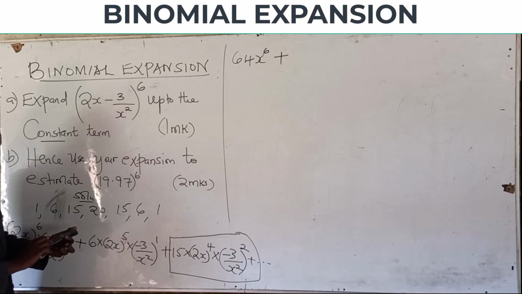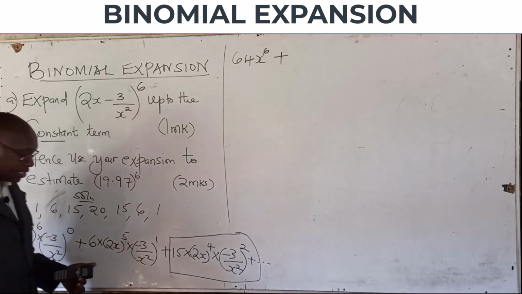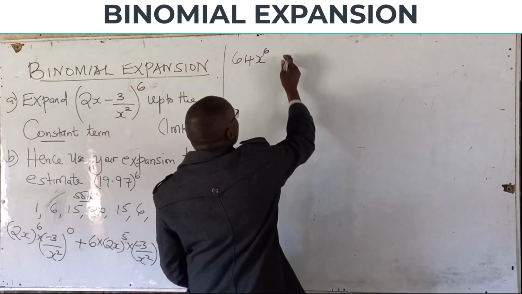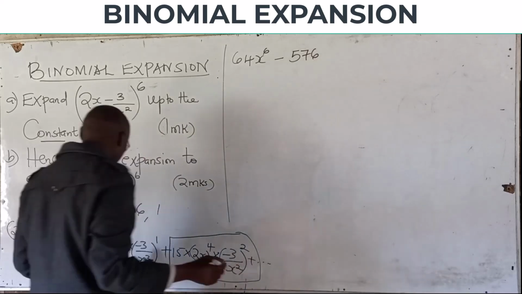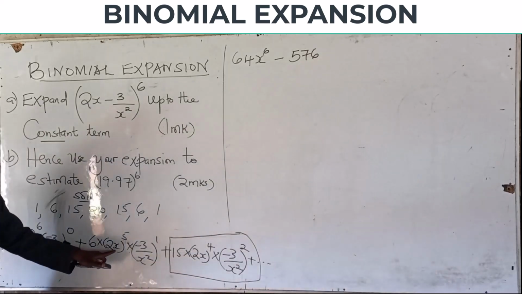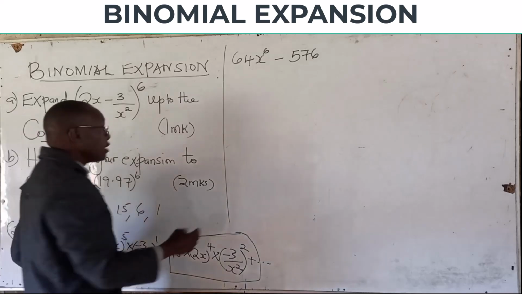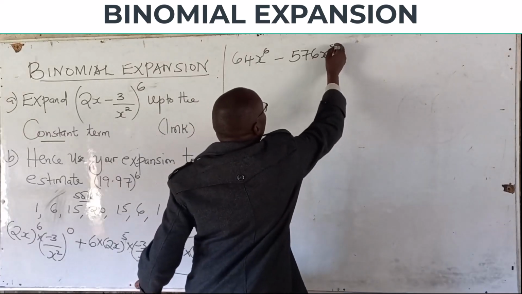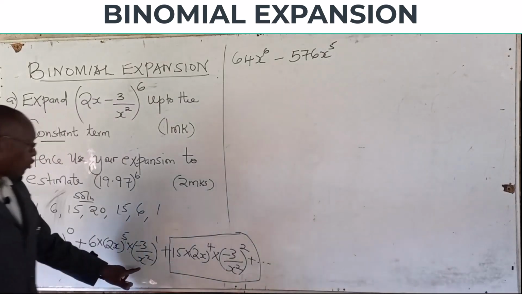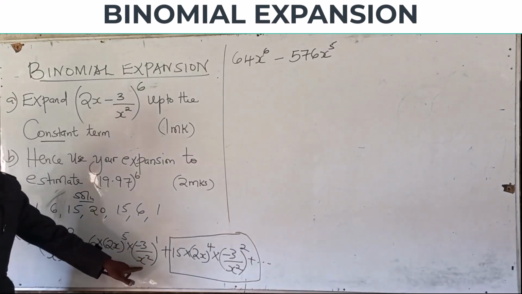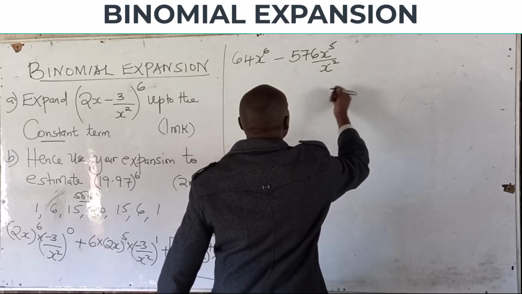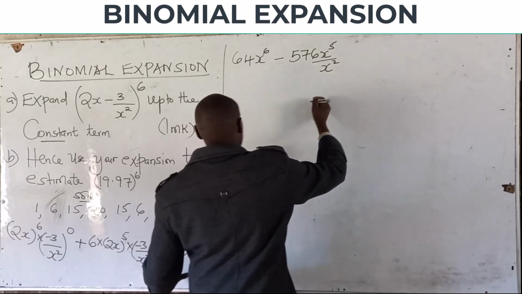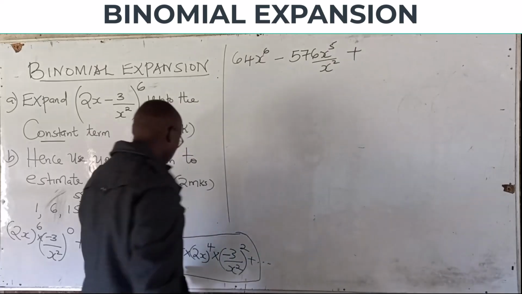We have to multiply that one by -3. So that will give -576. So we shall have -576, and then x raised to power 5. You need to be very keen here. X raised to power 5. And down here, this will be x squared divided by x squared. We are going to simplify that. And then we go to the next one.